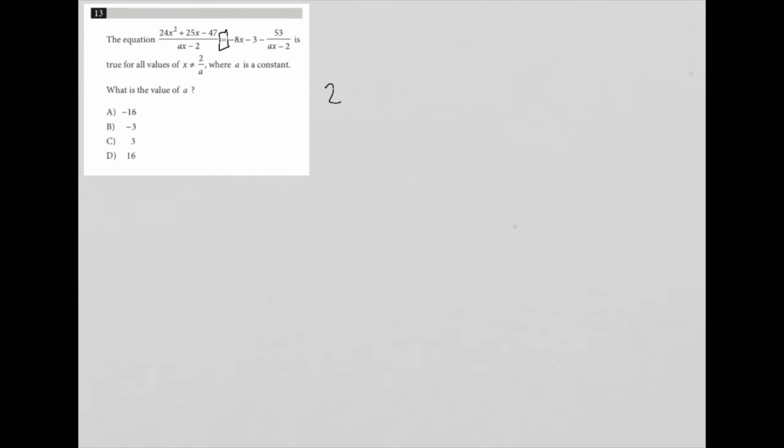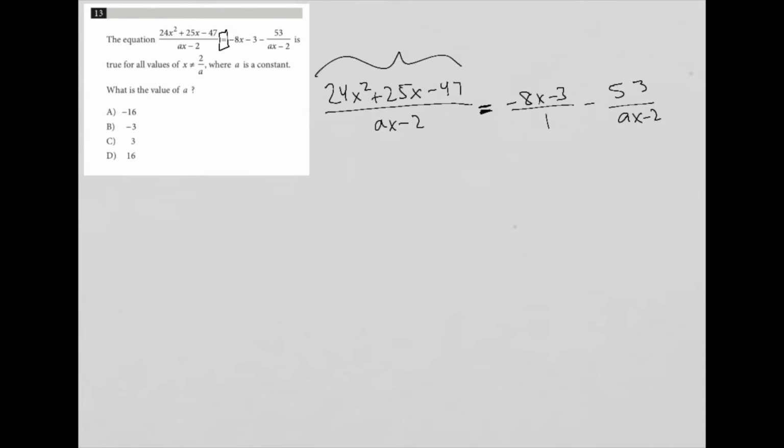So if it is true that 24x squared plus 25x minus 47 all over ax minus 2 is equal to negative 8x minus 3, and I'm going to say over 1 to make everything a fraction here, minus 53 over ax minus 2. Well, there's some simplifying that I can do here to try to make the left side and the right side of the equal sign look equivalent. So how would I do that? Well, first of all, on the left side, I have a single fraction. On the right side, I have two separate fractions. So I'm going to combine the two fractions on the right-hand side.